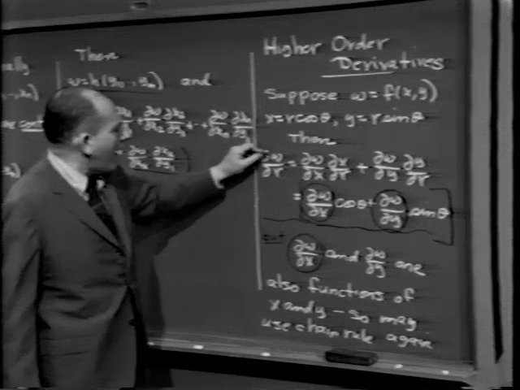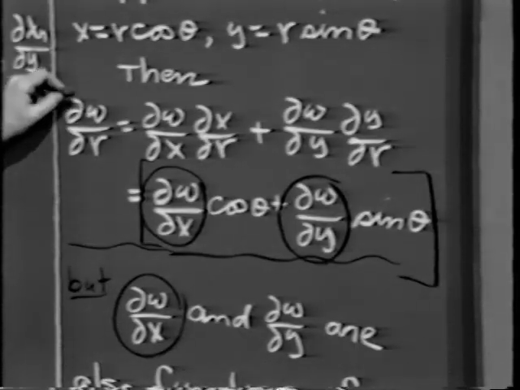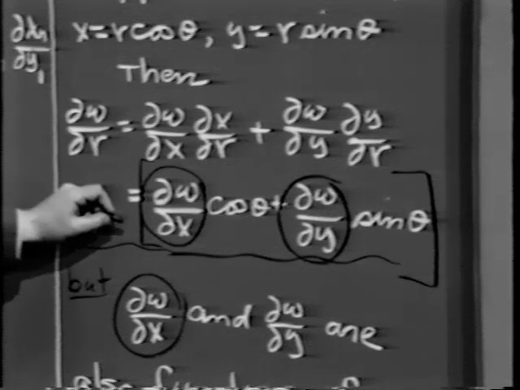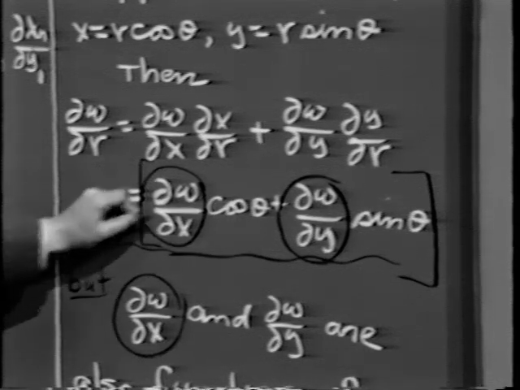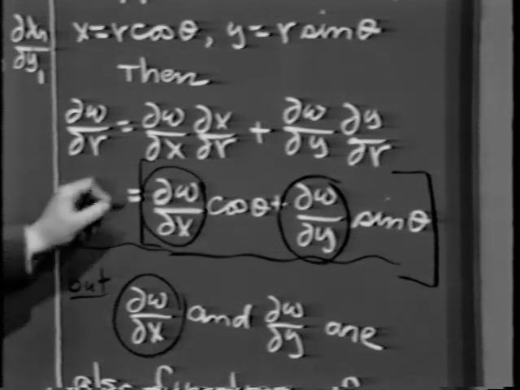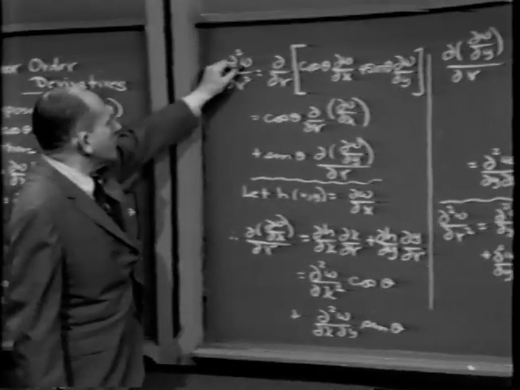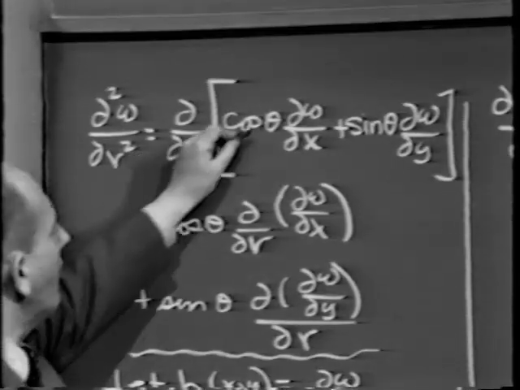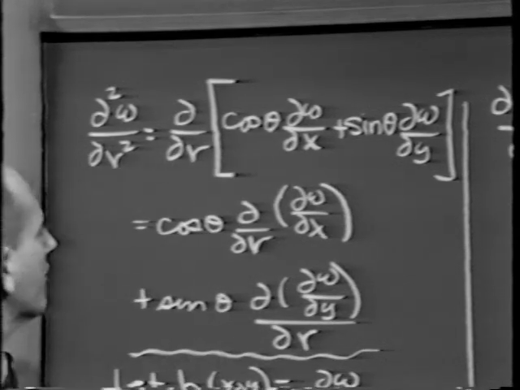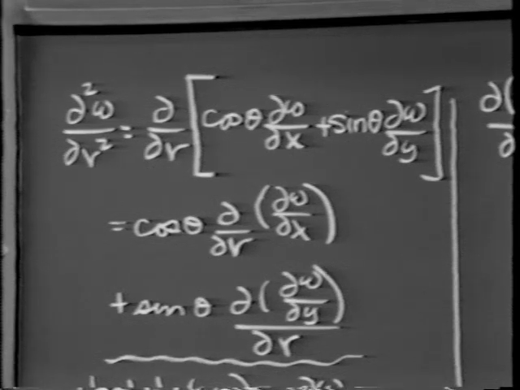In other words, the second partial of W with respect to r is just the partial of W with respect to r, with respect to r. I'm just going to differentiate this thing with respect to r. Writing this out more succinctly, the second partial derivative of W with respect to r is the partial with respect to r of cosine theta partial of W with respect to x plus sine theta partial of W with respect to y.